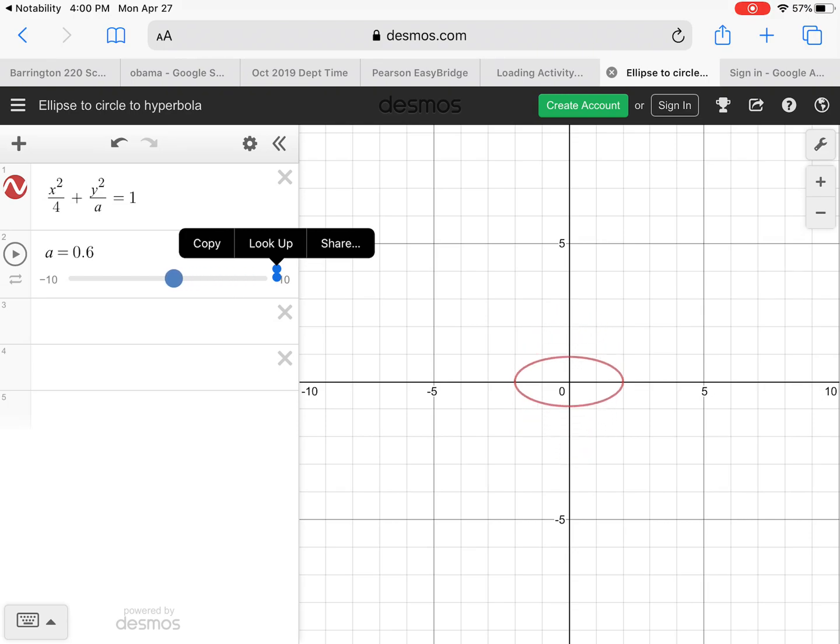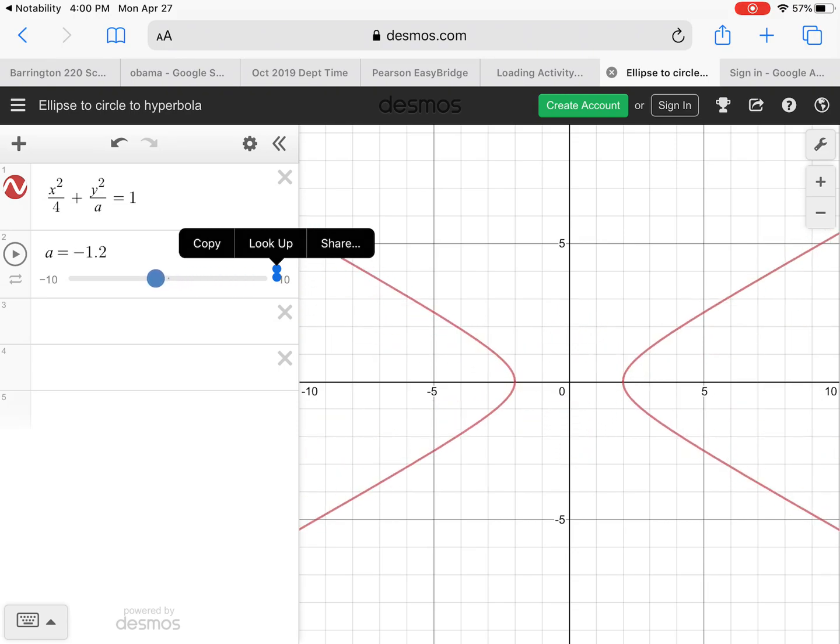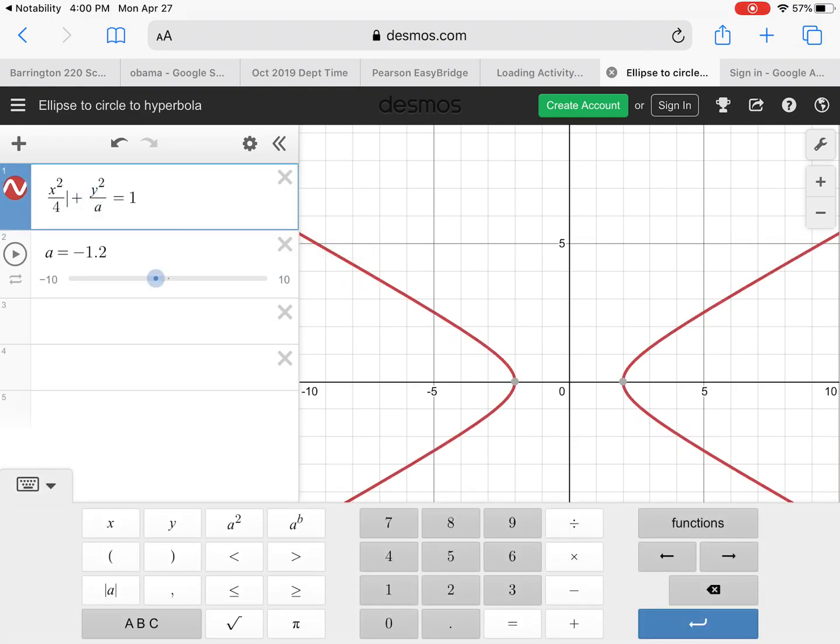The big difference is going to be that in a hyperbola, you're going to have a negative because that a value is becoming negative, and again, that's going to really make this fraction here become negative. So these are the hyperbolas that we're looking at.